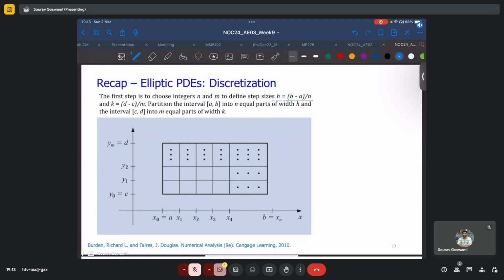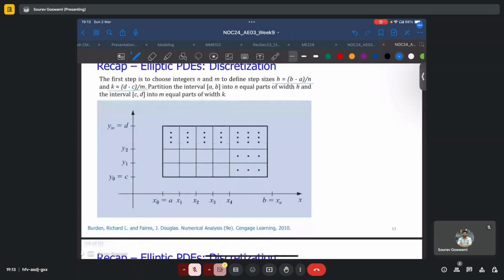And along the y direction, the step size is k, which is equal to (d minus c) by m. That is, along the y direction between c and d, we are dividing the domain into m parts. And these are equal parts, as shown here. And then we end up with these mesh points or grid points, at which we actually solve the equation. And for all other points in the continuum, we simply extrapolate the solution from these grid points based on some approximation algorithm.